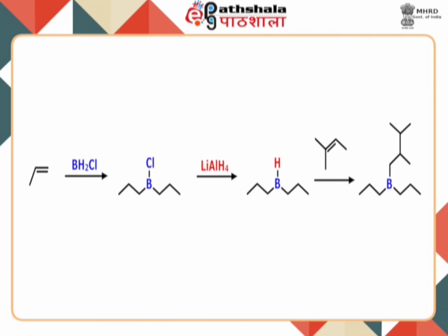As you can see here, starting with propene, if you add BH2Cl, two of the alkene units are joining, that is, wherever you have the two hydrogens they are getting replaced with this, and on further reduction with lithium aluminum hydride, the Cl gets reduced to H. So, you get a trialkyl borane, and to this you can now add a different alkene and you can get a trialkyl borane which is unsymmetrical.